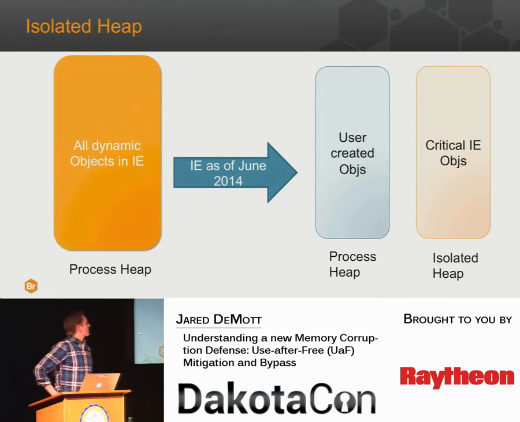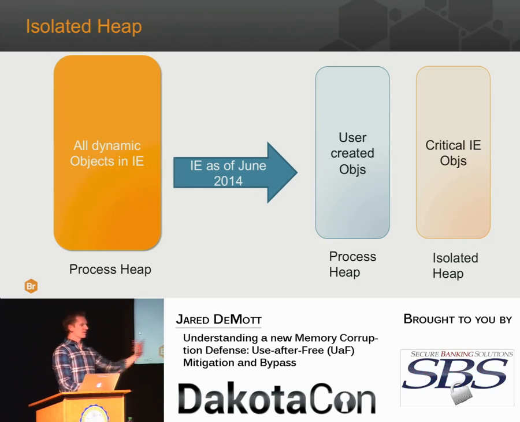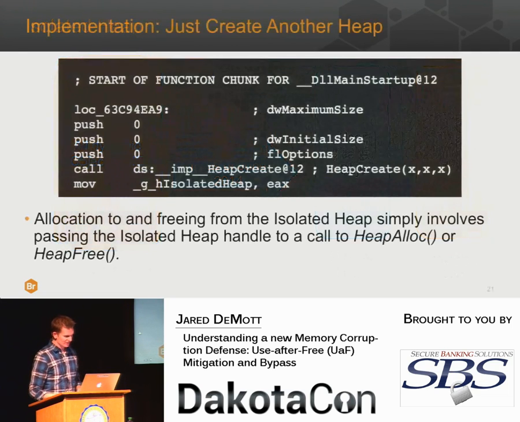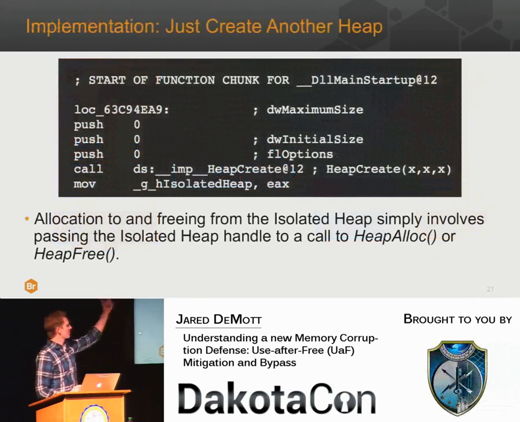So one of the things that Microsoft wanted to do was say, okay, we've got all these protections, right? We're using smart pointers, we've got EMET, we've got ASLR and DEP, we've got all this stuff, but we're still having problems with use after free. We need to do more. And one of the more is that it's not that difficult, at least conceptually, to create another heap. You can just do HeapCreate, and I'll show that on the next slide. You just call this function HeapCreate, and you've got a handle to another heap.